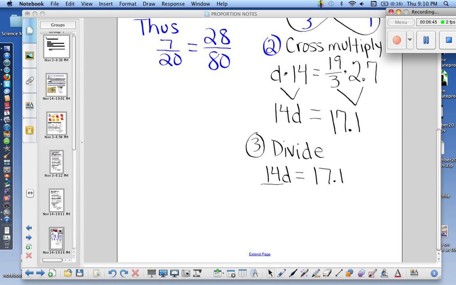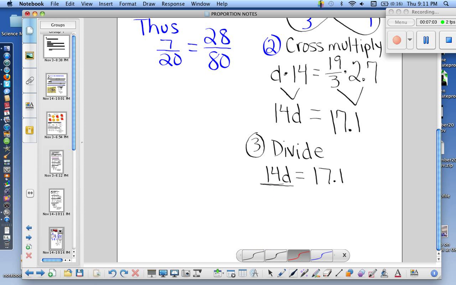So this is the part where it might get a little tricky. Now we need to divide. We need to get d all by itself. We need to isolate it. We need to get rid of this 14 here. So to do that, we're going to divide both sides by 14. So now we have our 14 cancels. It's going away. So let's stop to make sure we don't have any questions so far.